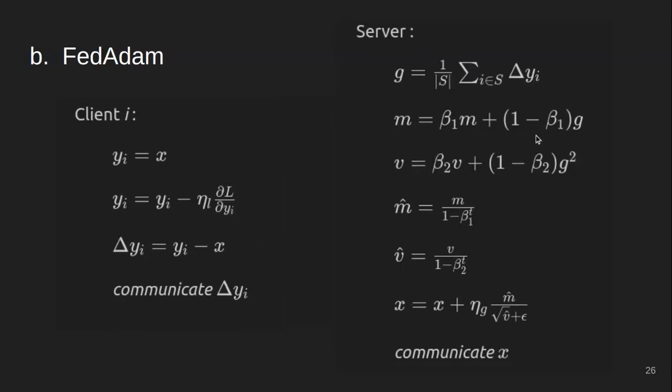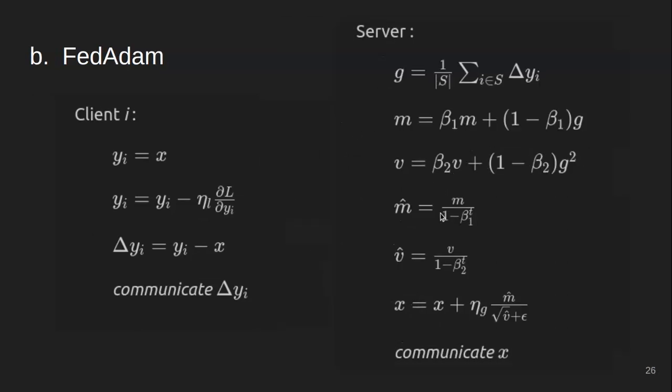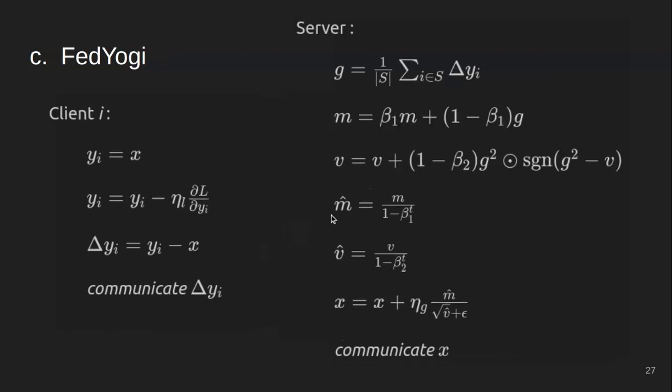In the case of FedYogi, there's just one slight difference in how we compute v. The only difference between FedAdam and FedYogi is in how we compute this second moment vector, v. What sign means is that it just takes the sign, positive or negative, from this tensor, g squared minus v.